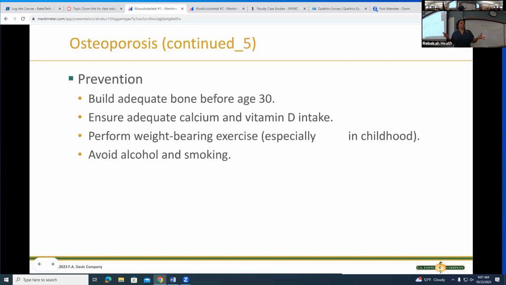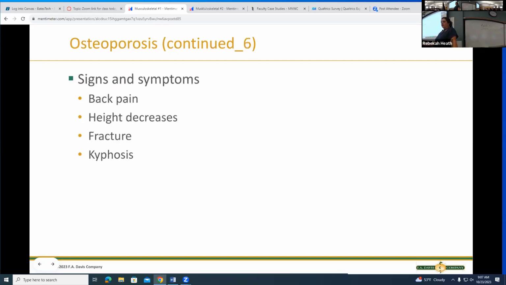Prevention. In younger people, we want to make sure they've built enough bone mass before 30, getting them a lot of calcium in their system before then, and after. Weight-bearing exercises, and then avoiding alcohol and smoking. Signs and symptoms: back pain, fracture, and what's kyphosis? A curvature of the spine, like a little humpback. You might see that sometimes.